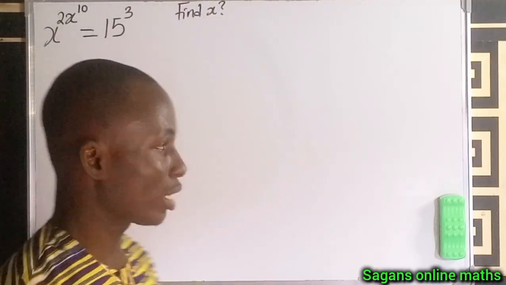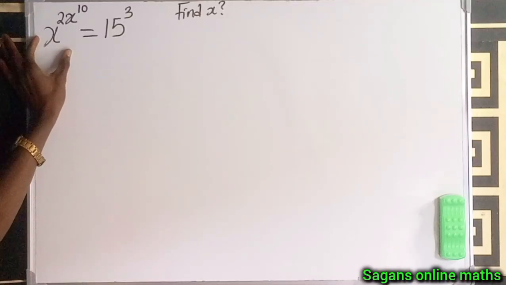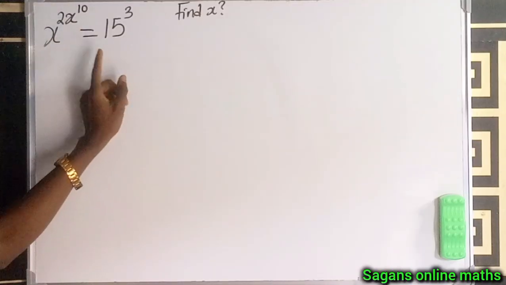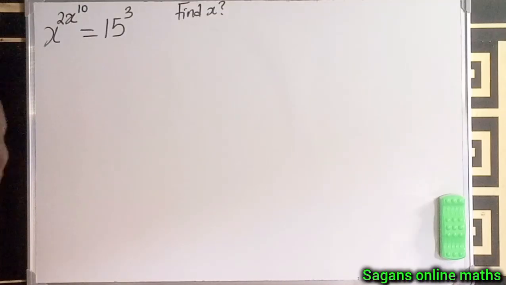Let's solve this question together. Now look at what you are given. You are given that x to the power of 2x to the power of 10 equals 15 to the power of 3. We are asked to look for the value of x.